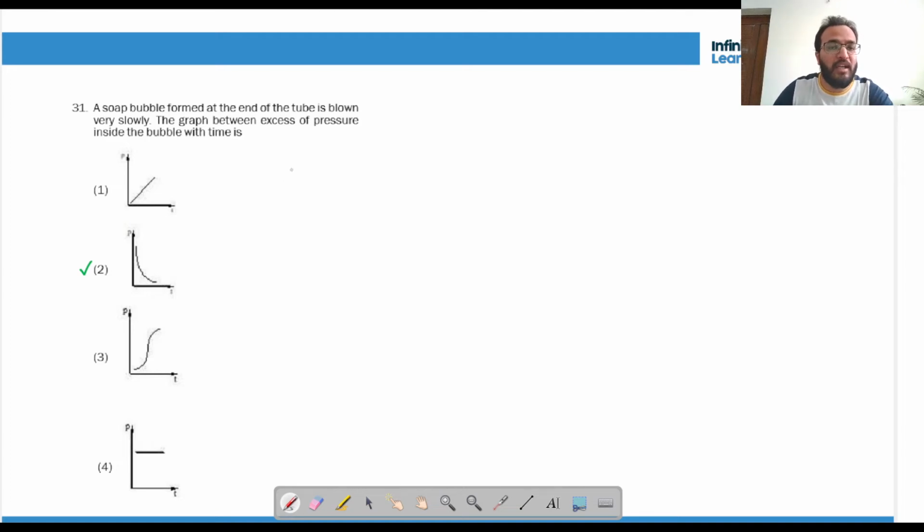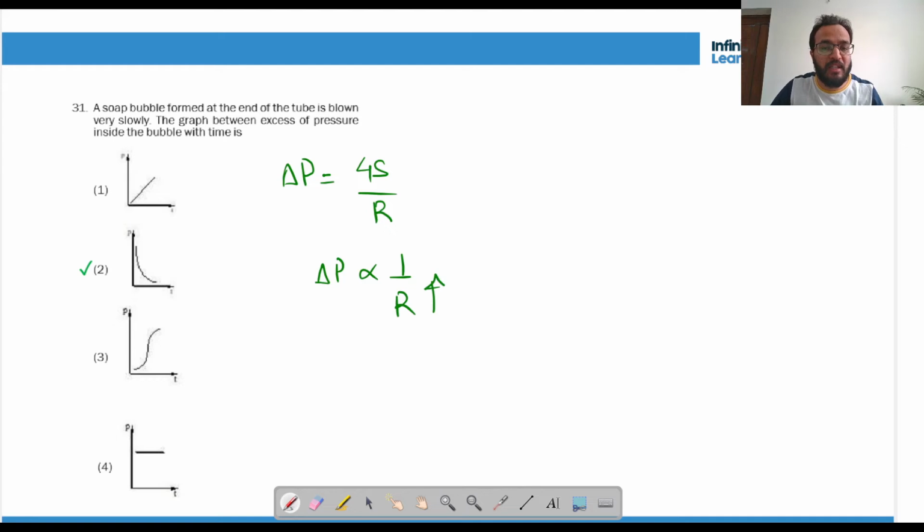We all know that excess pressure inside a soap bubble is 4S by r. So excess pressure is inversely proportional to r. If the air is blown slowly, the radius will increase and pressure will reduce. So which graph is showing that on increasing the radius, pressure is reducing? Only the second option.